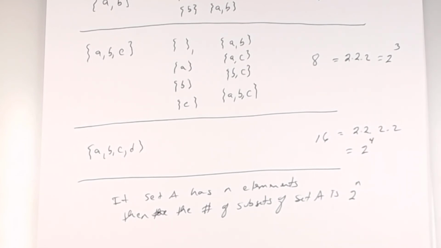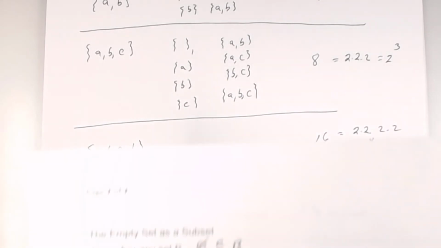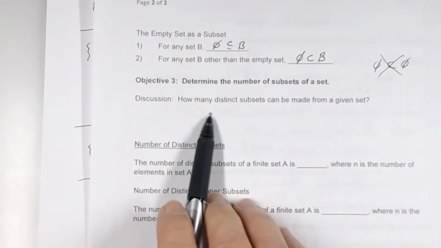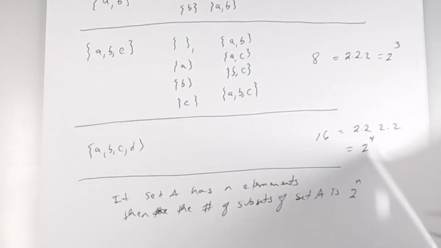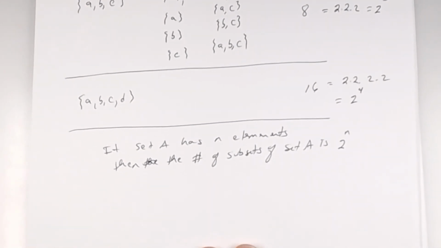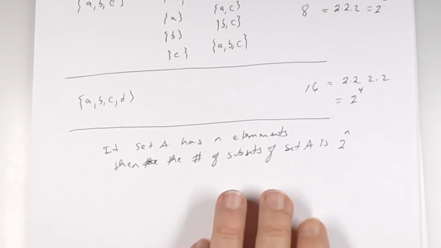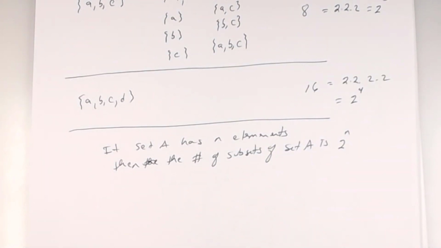All right, let's go back to our notes. So we had this discussion. Right here was our discussion. Say it again. If set A has n elements, then the number of subsets of set A is 2 to the n.